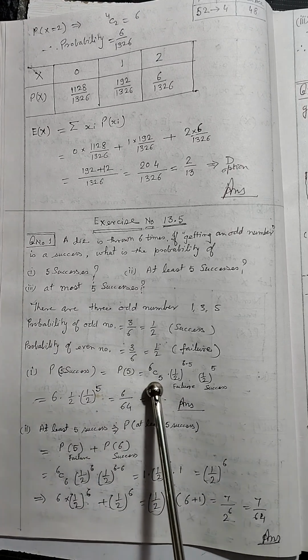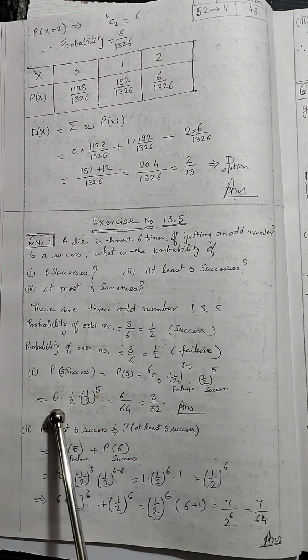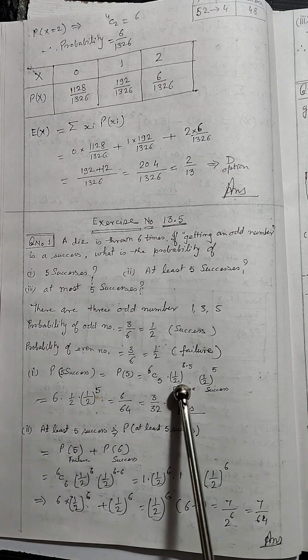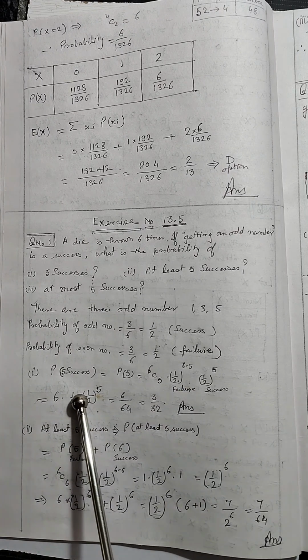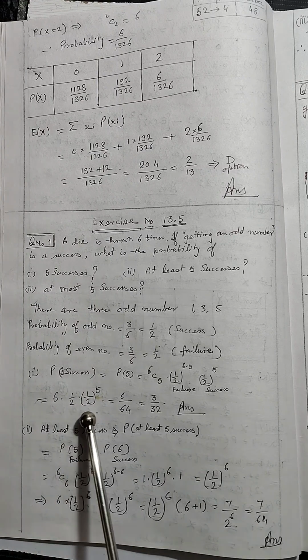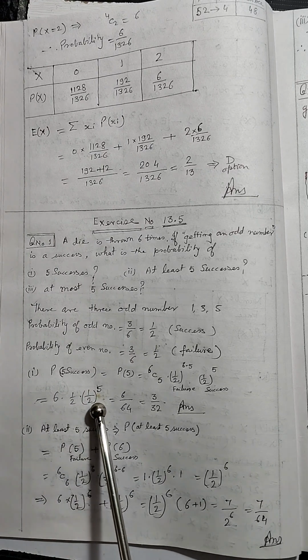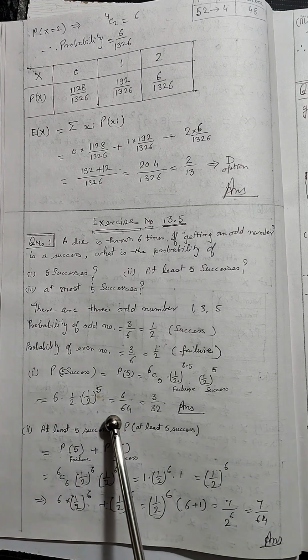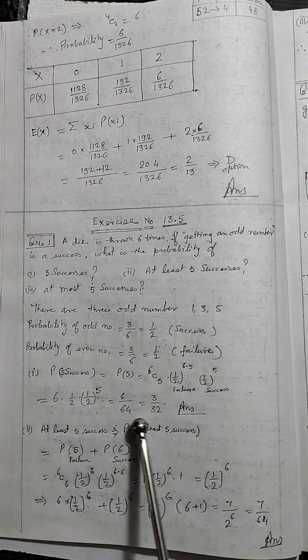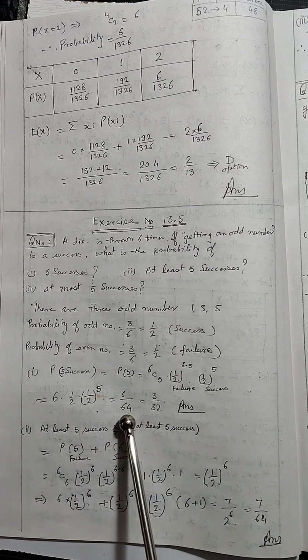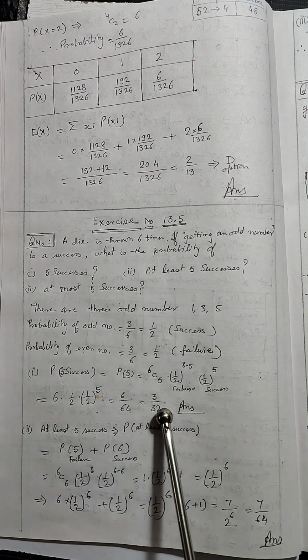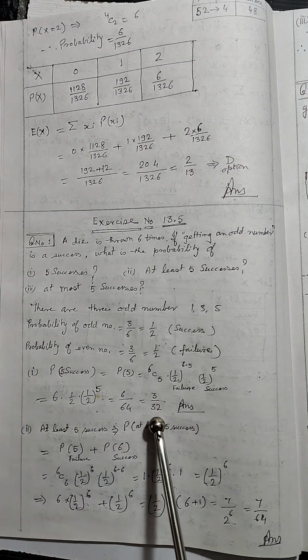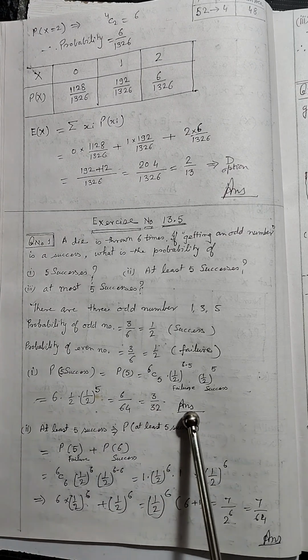So when we will solve this combination, you will get 6, 1 by 2 raised to power 1, so 1 by 2 raised to power 5 will be sorted out. This, it will be 64. So 6 by 64, that will be equal to 3 by 32, and it will be the required answer.